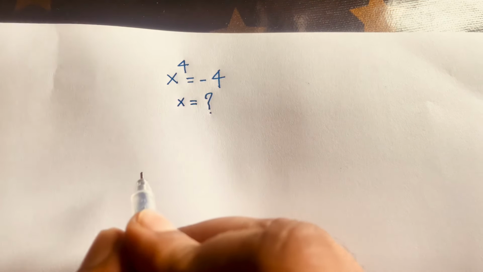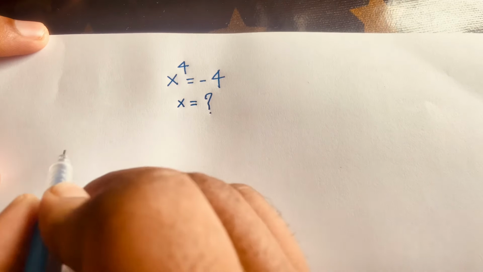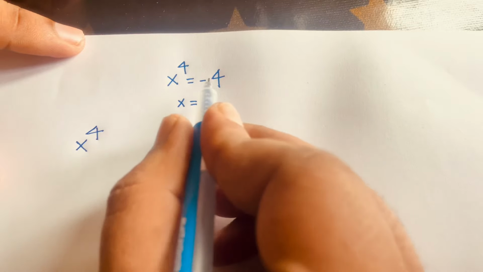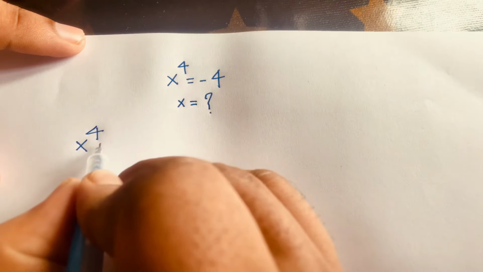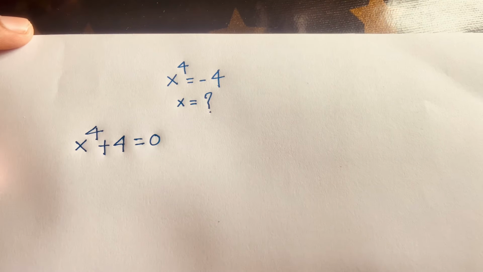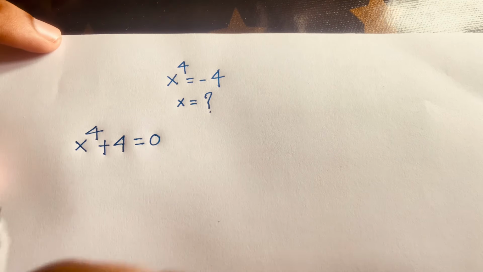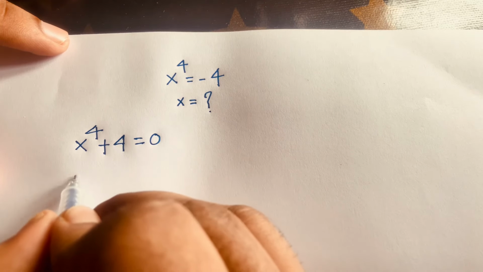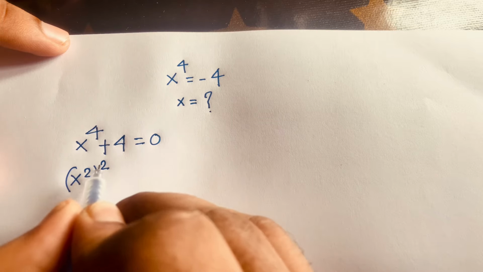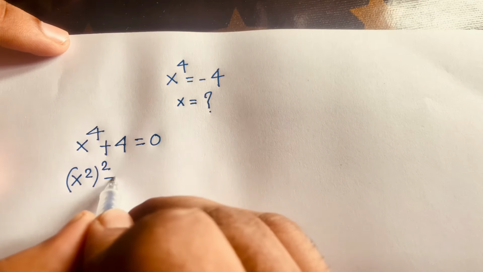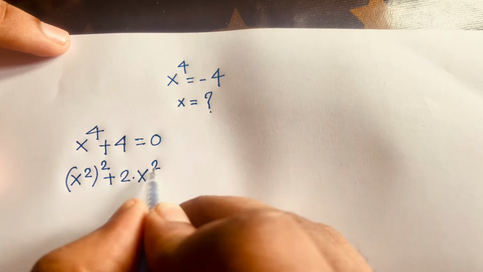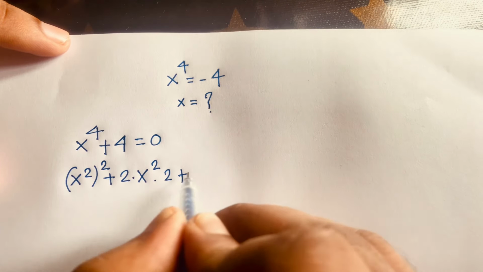In this case, if I move this minus 4 to this side, it will be x to the power 4 plus 4 is equal to 0. Now at this moment I can say x to the power 4 will be x square, bracket, power 2, because 2 times 2 is 4, plus 2 times x square times 2, plus 2 square.